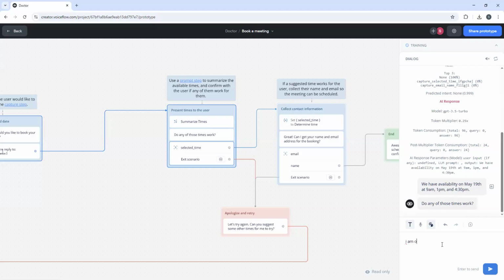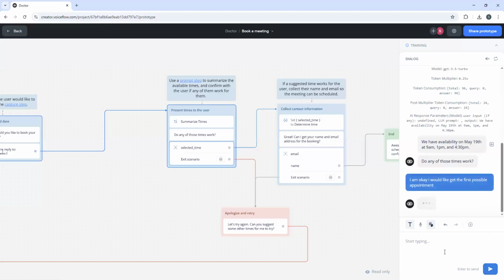I say, I am okay, I would like to get the first possible appointment. As you see, I have not given the time. What it wants is to capture a time from that intent. I did not give the time, but I'm saying that I'm okay, I would like to get the first possible appointment. Let us see what it is responding.